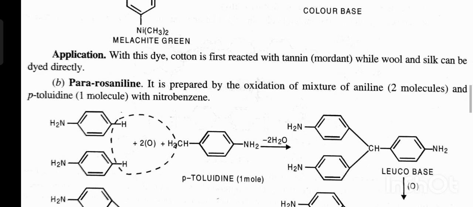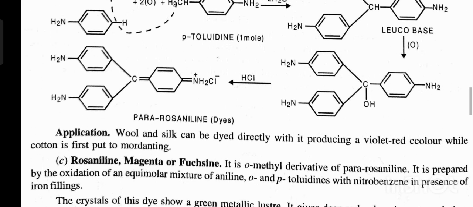B. Para-rosaniline. It is prepared by the oxidation of a mixture of aniline and para-toluidine with nitrobenzene. Application. Wool and silk can be dyed directly with it, producing a violet red color, while cotton is first put to mordanting.